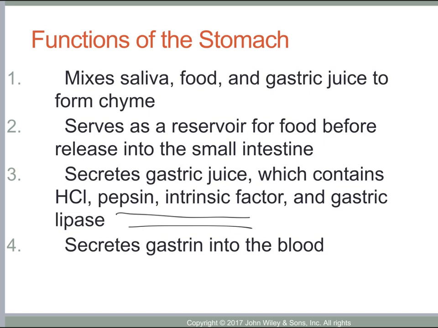We're also going to see hormone secretion here. The hormone secreted is gastrin, and it's going to be secreted into the blood. Now, if we go back to gastrin, it is a peptide hormone, and it's going to help stimulate secretion of gastric acid by these parietal cells. And in the next slide, we'll look at all these different cells and what they do.